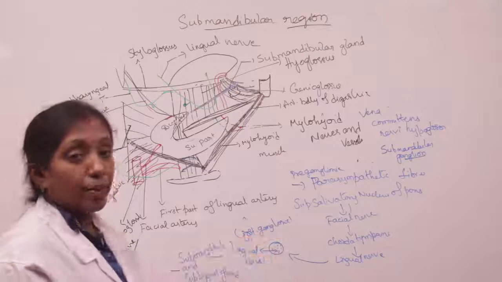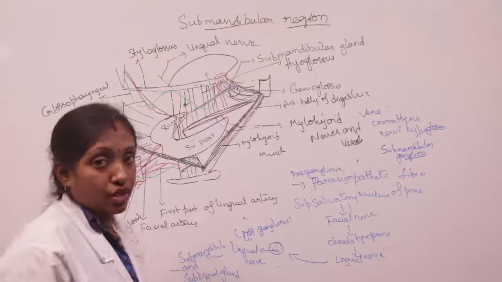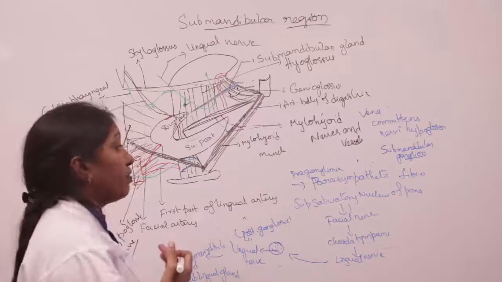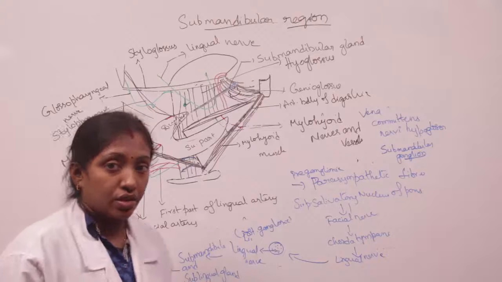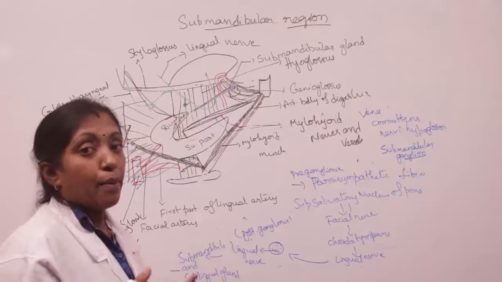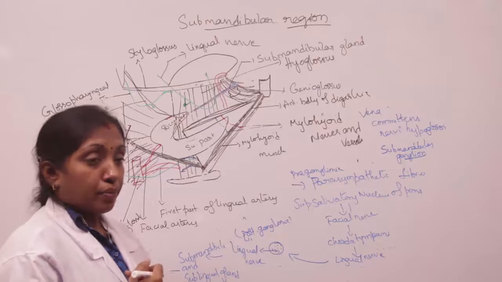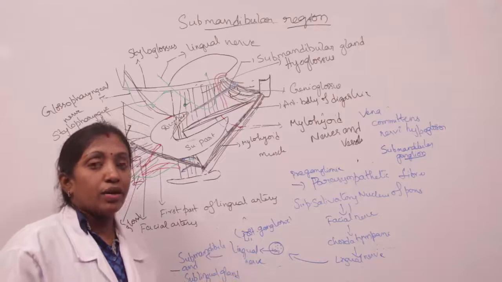Okay, the stimulation of the parasympathetic fibers causes watery rich secretion. Okay, and coming to the sympathetic fibers, they cause mucus rich secretions. The sympathetic fibers reach the gland by forming plexuses around the facial artery. We know that these are postganglionic sympathetic fibers.